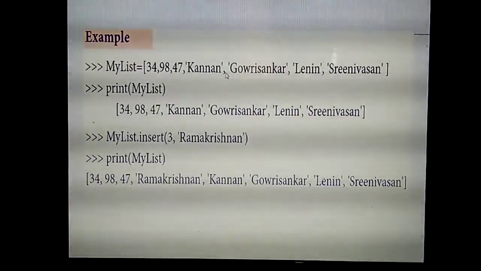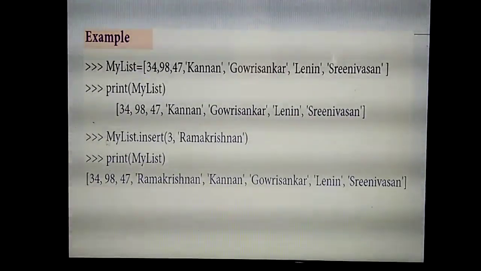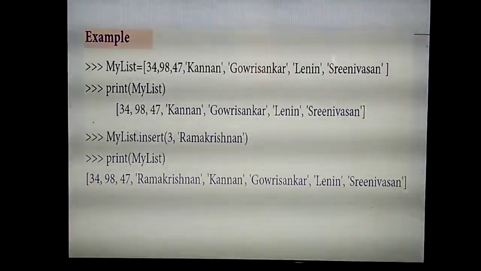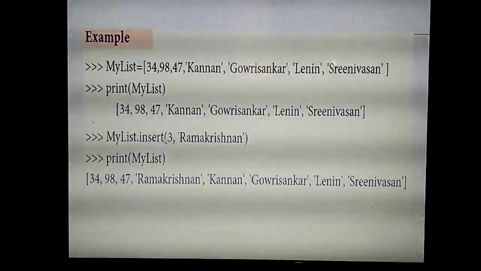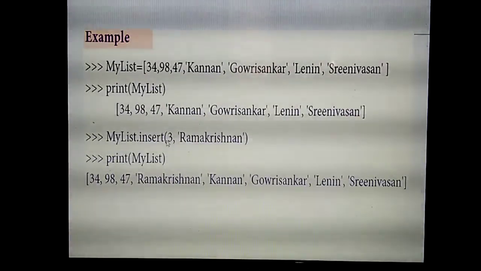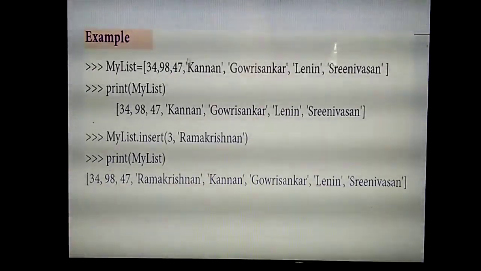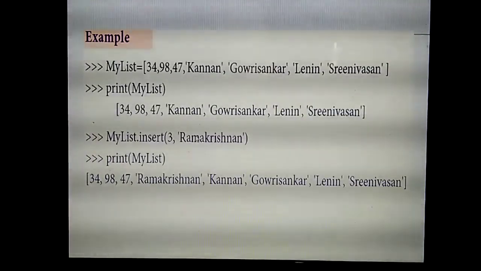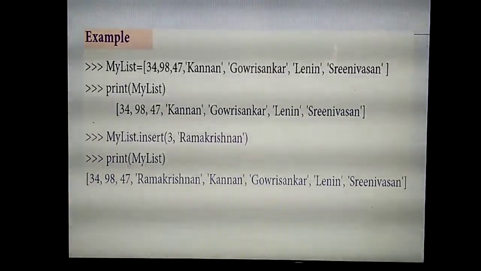Understand? So see what's the format for the insert of function. Name of the list, so my list dot insert of. What's the index, from which place you need to insert? Third index. That means the third place: 0, 1, 2, 3. What value do you need to insert? Ramakrishnan. Understand? Now you can print the list.